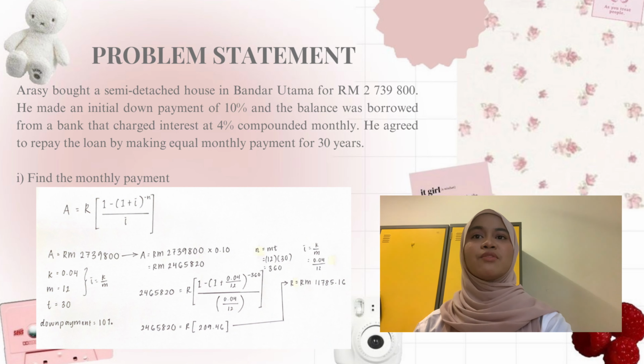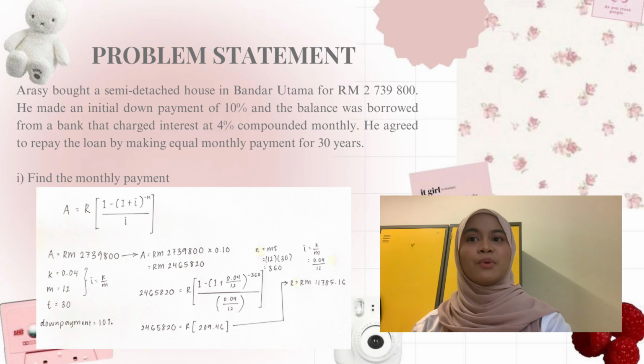Alright, so another information we have here is that interest at 4%. So here it says interest, which means that 4% here is basically K. Compounded monthly, M equals 12 because it said compounded monthly. And he agreed to repay the loan by making equal monthly payment for 30 years. That means T here is 30.